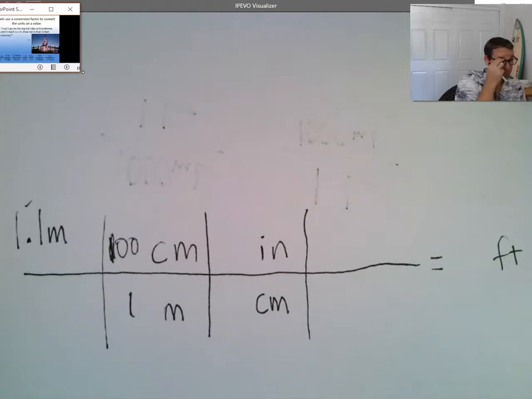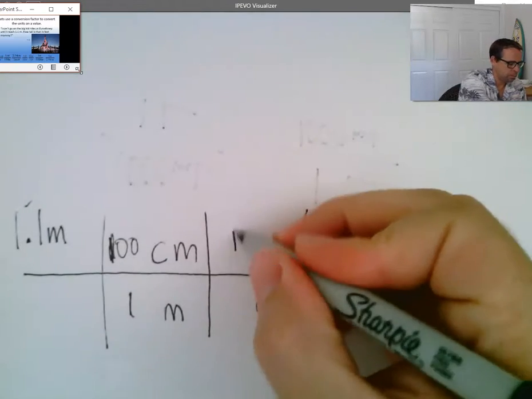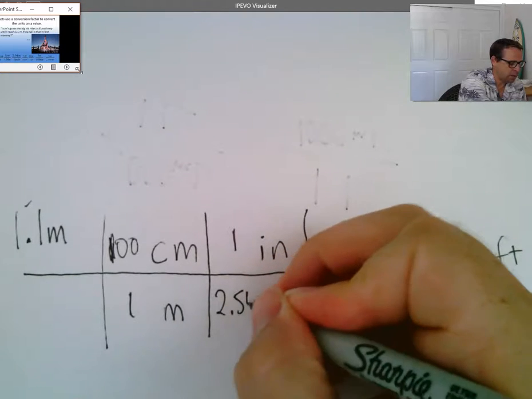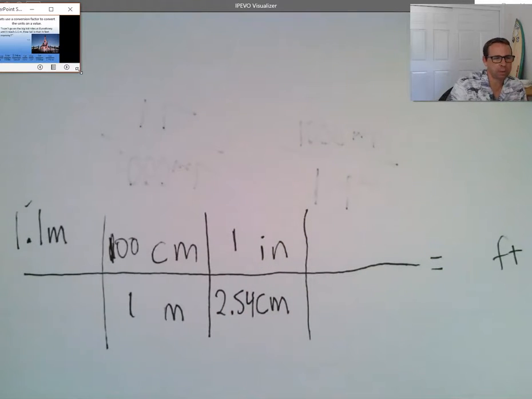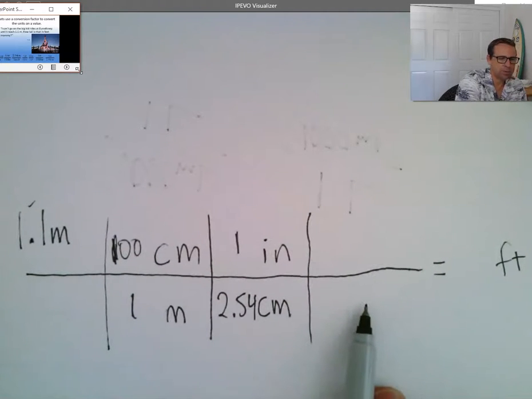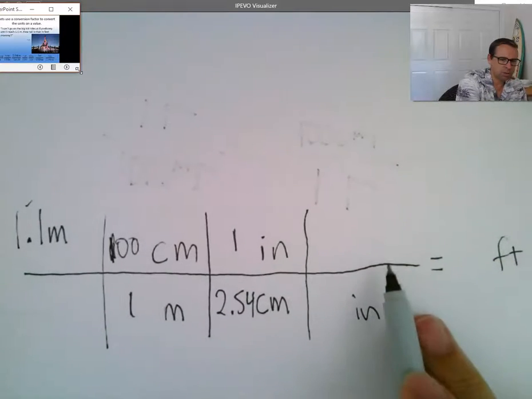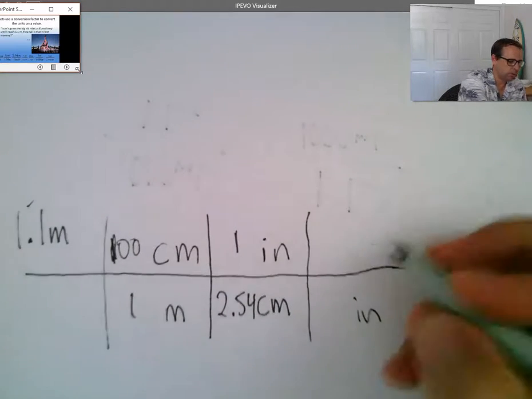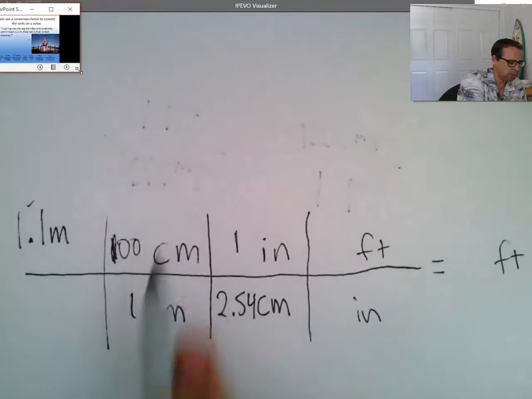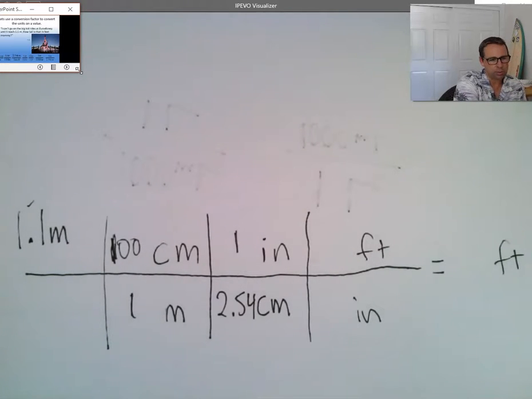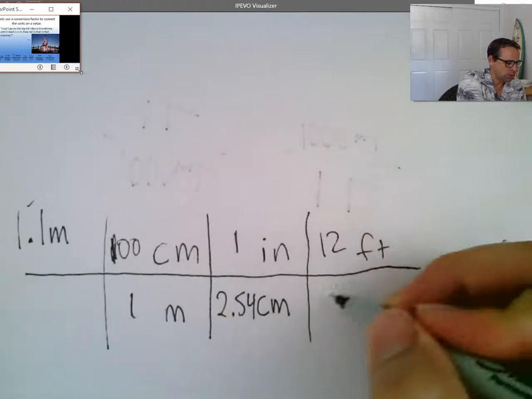I think it's 1 inch is 2.5 centimeters. That's right, 2.5, and then we had the 4 there as well, 2.54. Very good. Now I'm in inches. What goes down here? The inch. Yep. And what goes up here? The feet. We did these in little pieces that we knew: centimeters to meters, centimeters to inches, and now inches to feet. Okay? So 12 and 1.